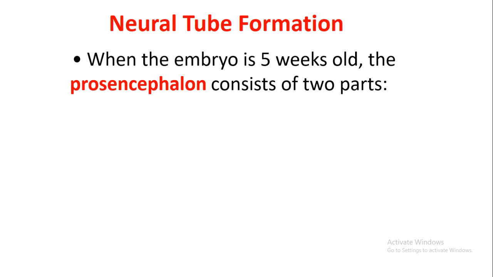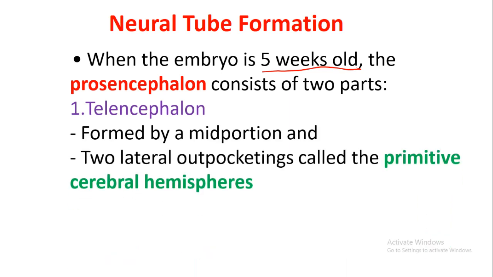Now, when the embryo is 5 weeks old, meaning we are now in week 5. So during week 5, the prosencephalon will divide into 2, which is telencephalon and the diencephalon. So when you talk of the telencephalon, this is just formed by a mid portion and 2 lateral outpocketings, called the what? The primitive cerebral hemisphere.